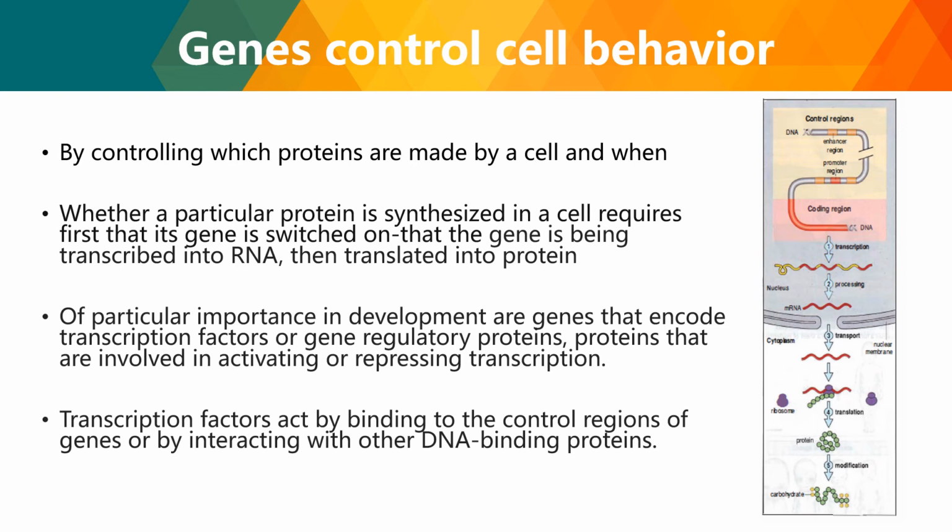So, genes control your cell behavior. How? By controlling which proteins are made by a cell and when. Whether a particular protein is synthesized in a cell requires first that its gene is switched on, that the gene is being transcribed into RNA, then translated into a protein. So in this one, we are already talking about the DNA being converted to RNA and then RNA to protein.